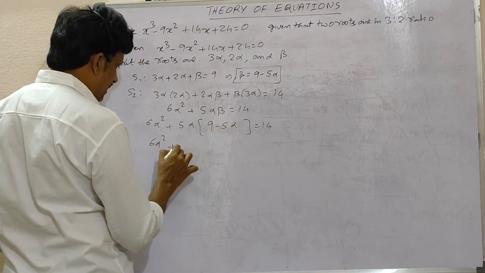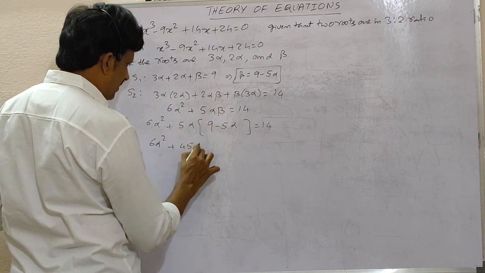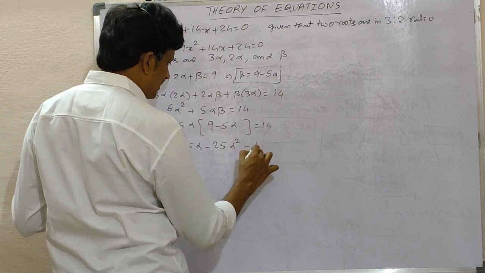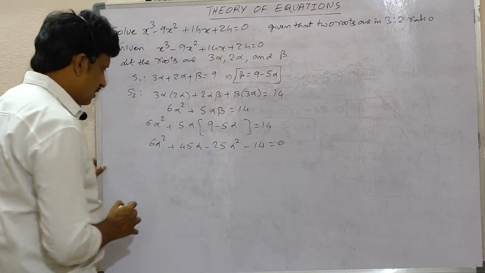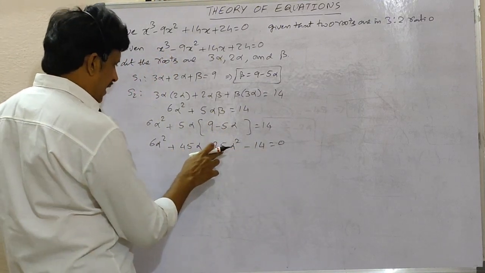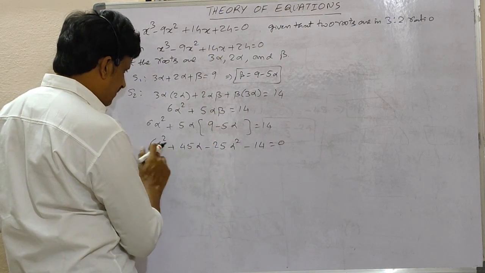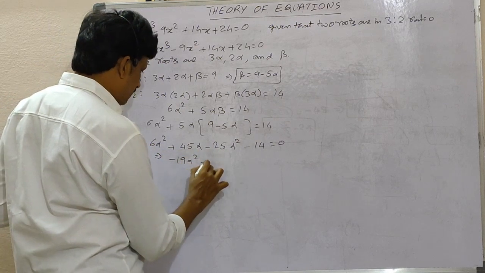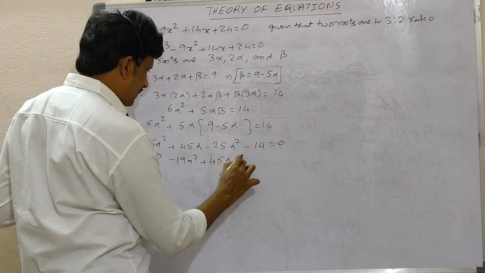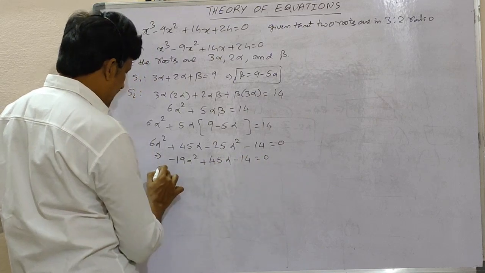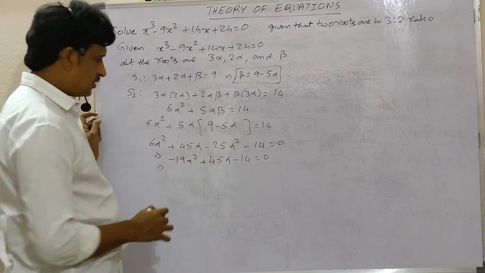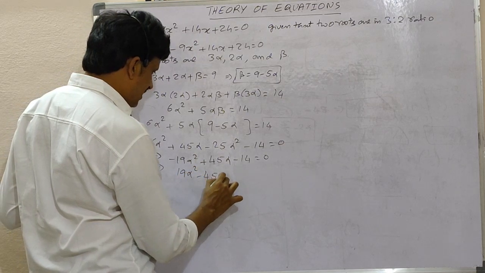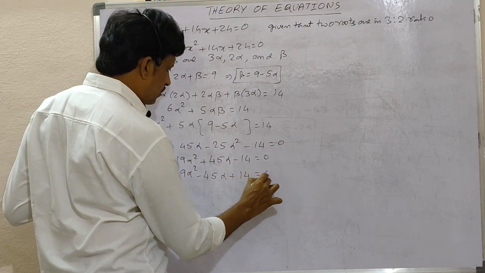Now simplify this. 6 alpha square plus 5 into 9, 45 alpha, minus 5 into 5, that is 25 alpha into alpha gives alpha square, minus 14 is 0. Now minus 25 alpha square plus 6 alpha square will be minus 19 alpha square plus 45 alpha minus 14 is 0. Multiply with the negative sign so that the leading coefficient is positive. Then you get 19 alpha square minus 45 alpha plus 14 equal to 0.